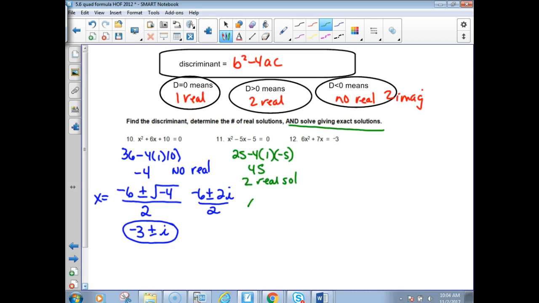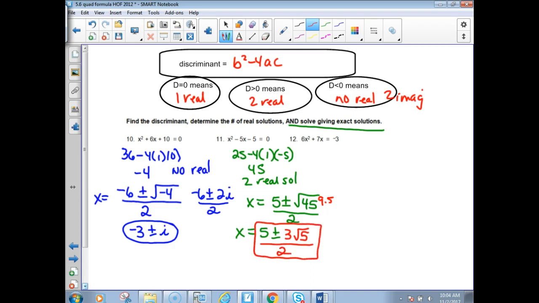To find those solutions for x, we will do the opposite of b, which would be 5, plus or minus the square root of 45, the discriminant, all over 2 times a, which would be 2 times 1. So then we've got to simplify the square root of 45. Square root of 45 is 9 times 5, so we take the square root of 9, which is 3. 3 root 5, all over 2. We can't simplify that, so that would be the complete answer.